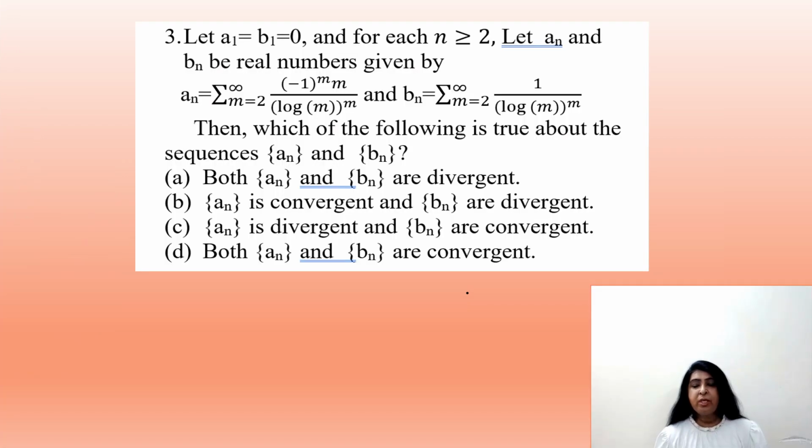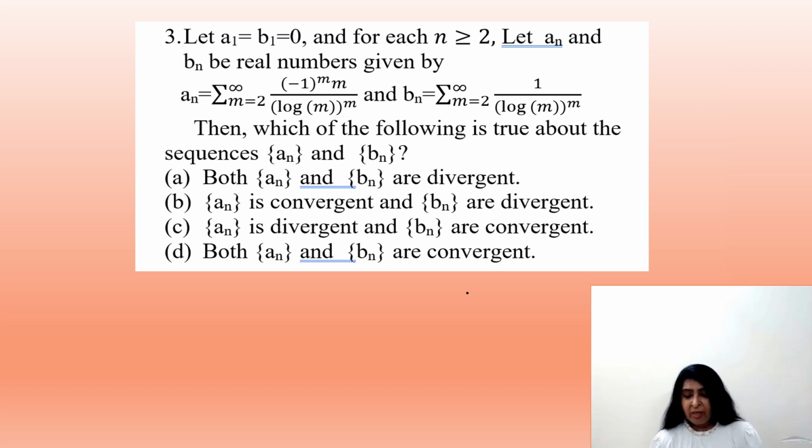So the first question is, let A1 = B1 = 0 and for each n greater than or equal to 2, let An and Bn be the real numbers given by An is equal to this and Bn is equal to this. Then which one of the following is true about these sequences An and Bn? First choice is An and Bn both are divergent. Second choice is An is convergent, Bn is divergent. Third is An is divergent, Bn is convergent, D is both are convergent. So this we have to check.